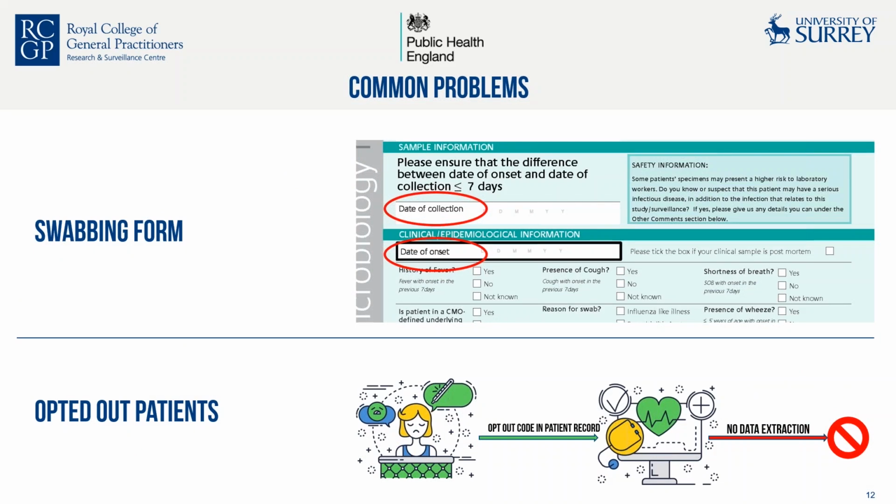Now, the other thing to note is to make sure that the date of collection and the date of onset are completed on the swabbing form, because the lab discards any samples that don't have this information, and we can't pay practices for any untested samples. Again, as mentioned previously, please do not sample from any opted out patients, as we can't link it to a patient record.